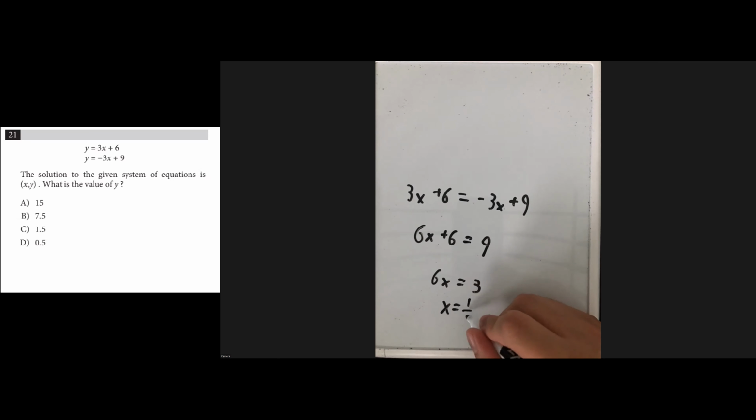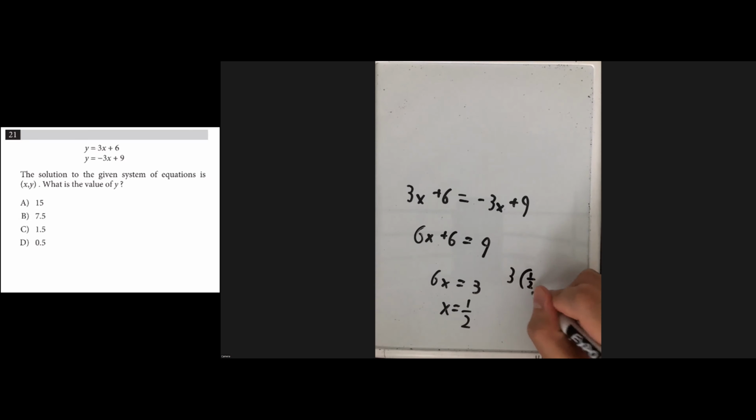And now we need to find y. And so if we plug in 1/2 to the first equation, we get 3 times 1/2 plus 6 equals y. It gets us 3 over 2 plus 6 equals y. Y equals 7.5, which is answer choice B.